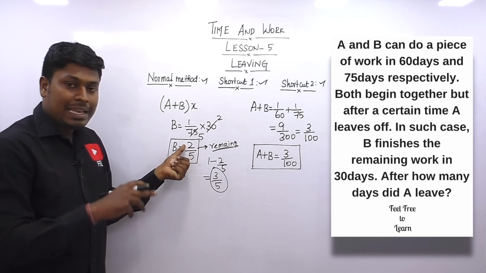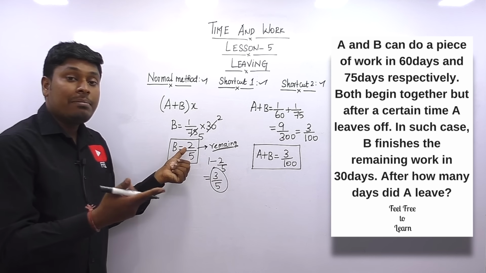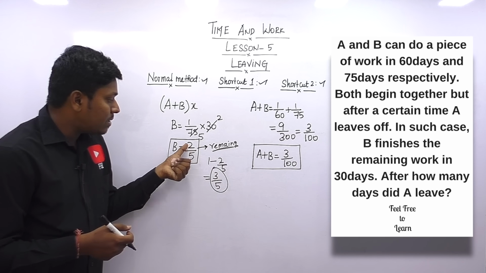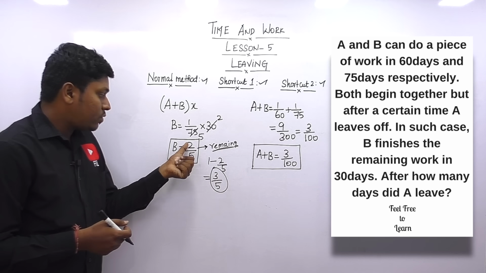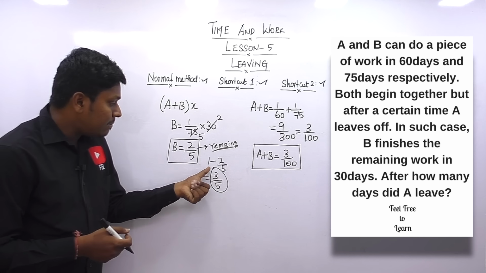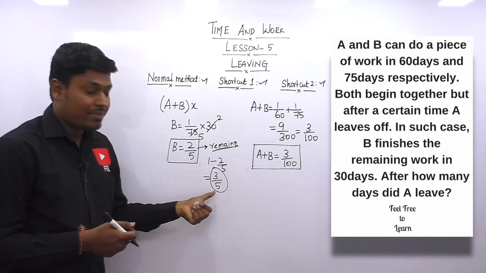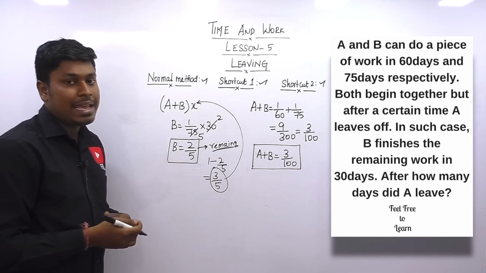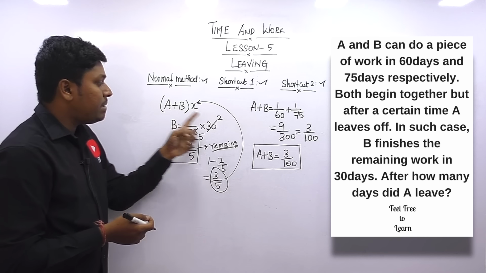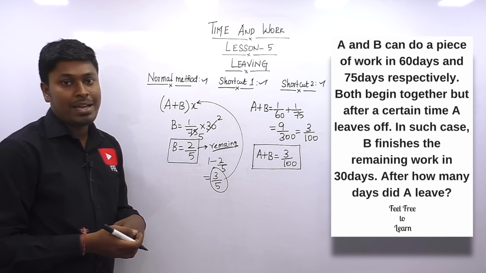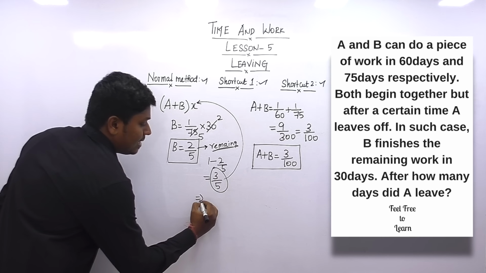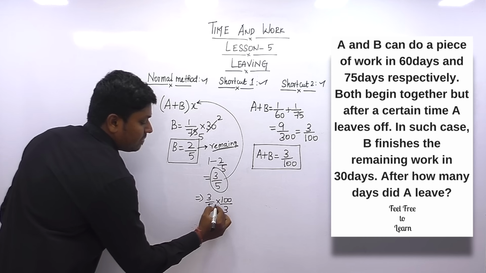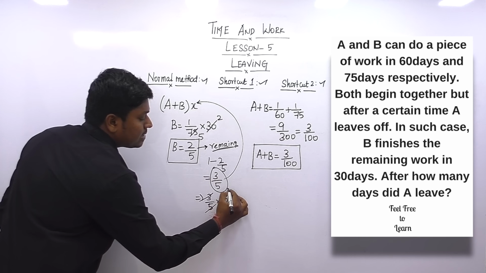We already know that A left the job at some time. B completes the remaining work in 30 days. So the remaining work done by B is 2 by 5. If 2 by 5 is remaining, then 1 minus 2 by 5 is 3 by 5. So this 3 by 5 of the work should be done initially by both A and B. We already know that A and B together do 3 by 100 of the job in a day. So easily we can say 3 by 5 into 100 divided by 3. So we can cancel 3 and 3. When you cancel, this becomes 20.